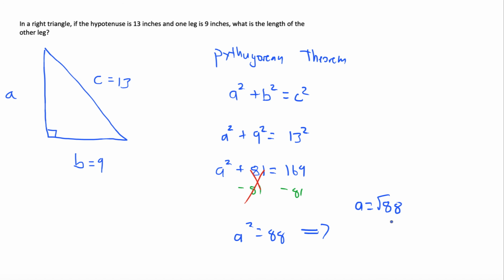Then using your calculators, we can get this answer here. We're just going to round this to 2 decimal places, okay? So we get a is equal to 9.38, in this case, inches. So using the Pythagorean theorem, we found the length of one of the legs here.